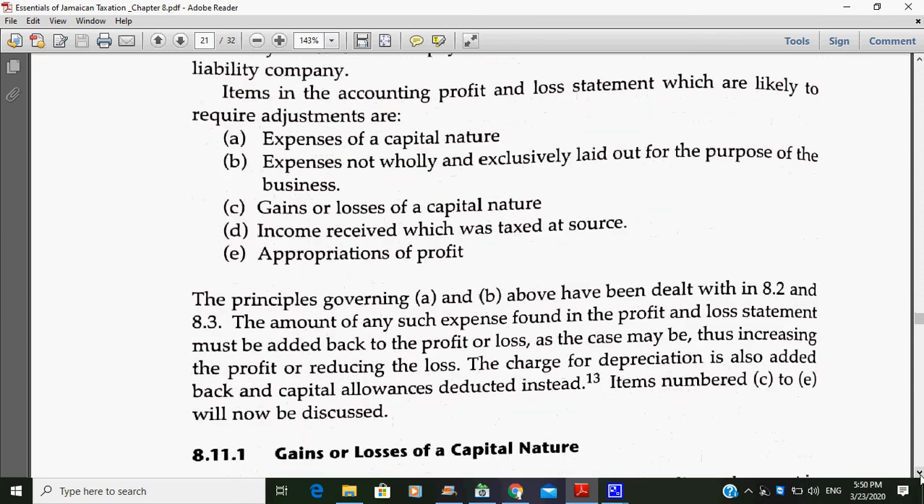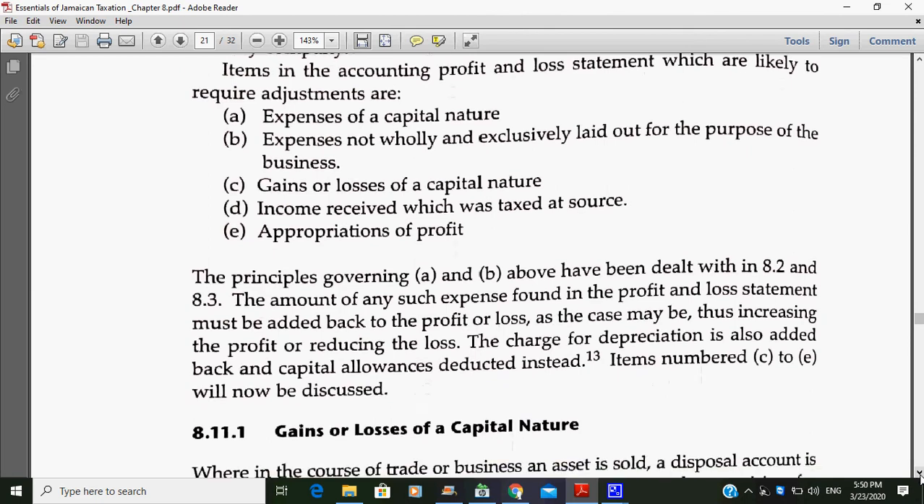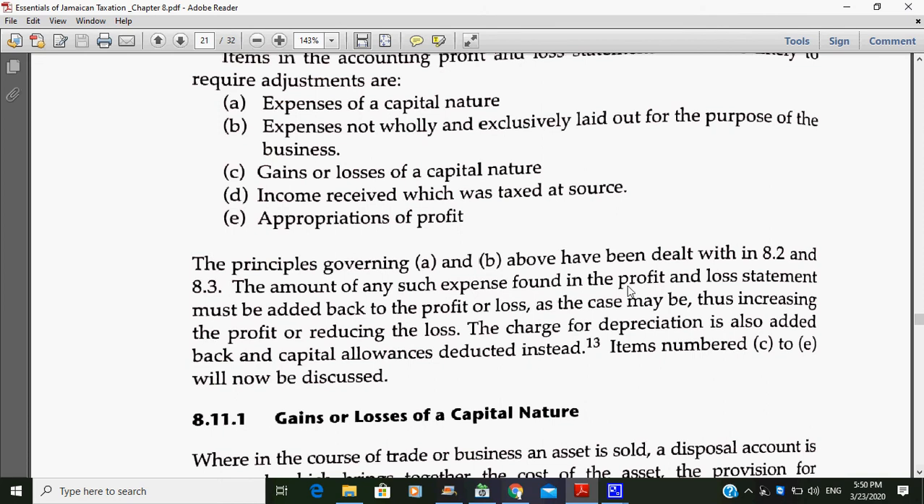The principles governing A and B above have been dealt with already. Alright? The amount of any such expense found in the profit and loss statement must be what? Added back to the profit or loss, as the case may be, thus increasing the what? Profit or reducing the loss. The charge for depreciation is also what? Added back, and the capital allowance deducted instead.